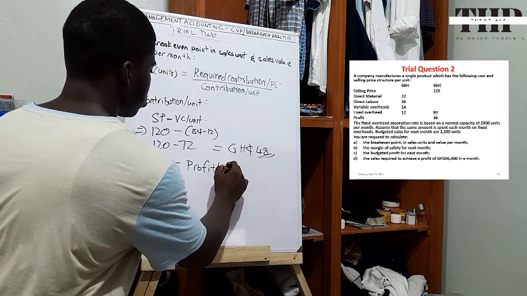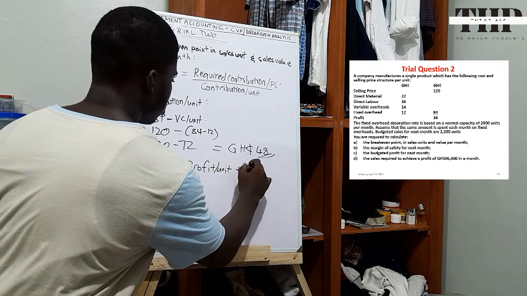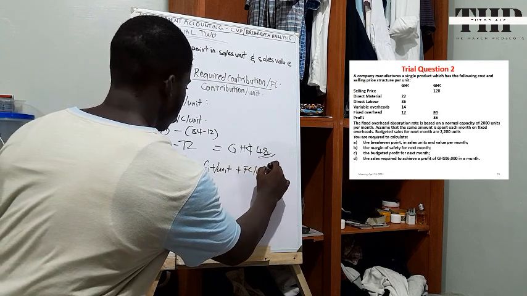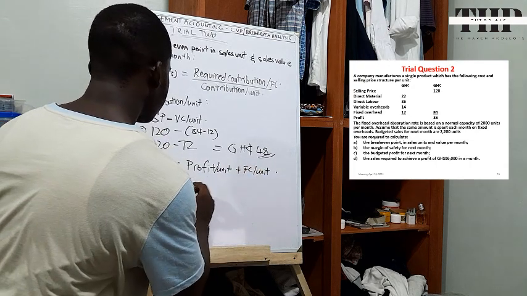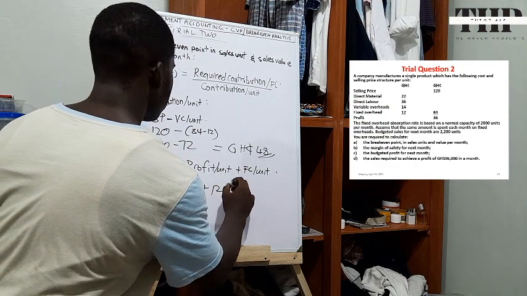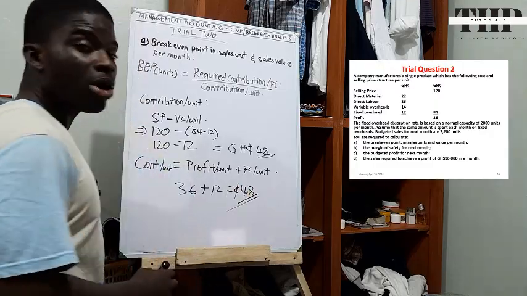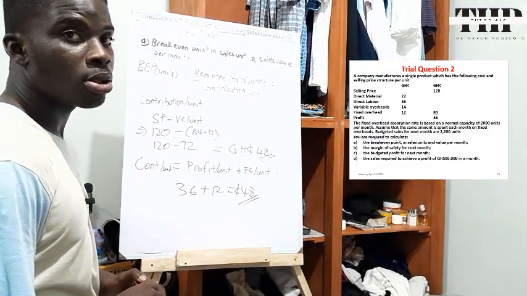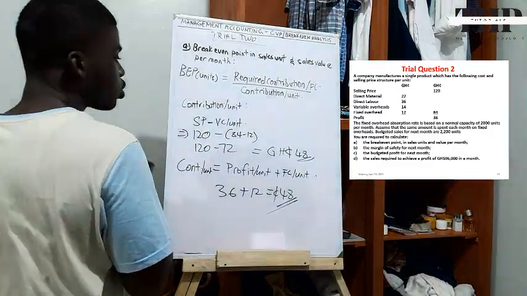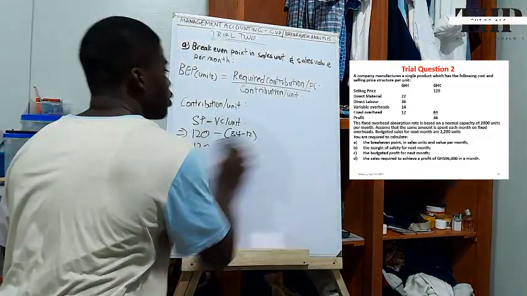12 times 2,000. It would have been 36 plus the 12, which gives the same 48. Are you getting it? I'm following. Okay, so that was one way that we could have done it.